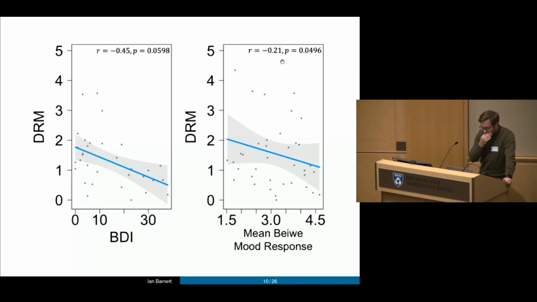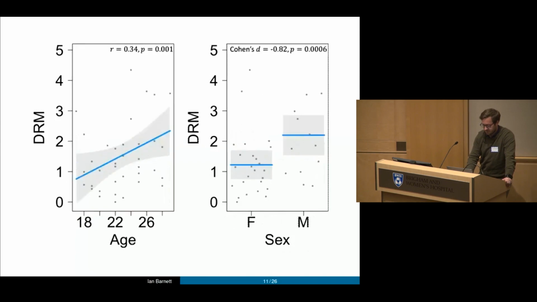So we also calculated, I think, we have 2 different measures: this is, I guess, the Beck Depression Index, and then there were some self-report mood responses that were administered via BWE over the course of the study, and we just calculated the mean of them. And these were only marginally associated, but the direction of effect was what we would expect. Older people had better routine, and then in this sample anyway, men had a stronger routine than the women.